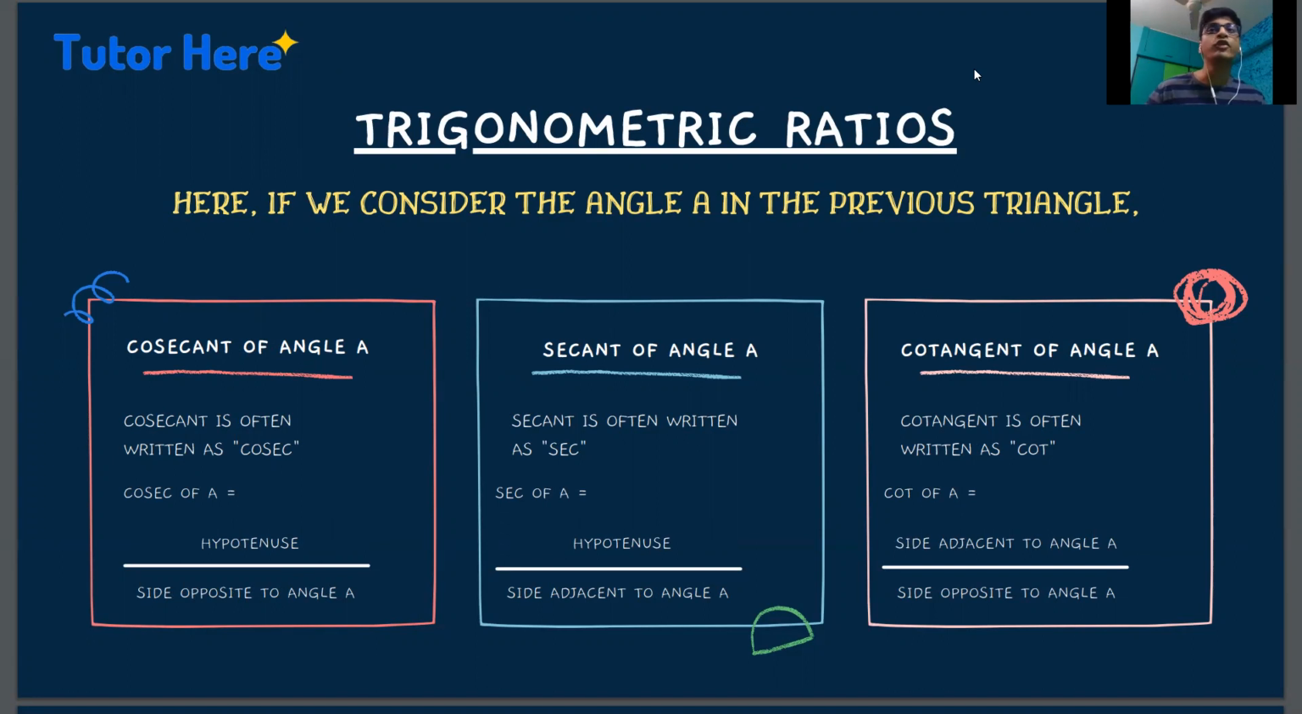Fifth one is secant of angle A. Secant is often written as sec. So sec of A is equal to hypotenuse divided by side adjacent to angle A. And the final trigonometric ratio is cotangent of angle A. Cotangent is often written as cot. So cot of A is equal to side adjacent to angle A divided by side opposite to angle A. These ratios might seem difficult now, but once you learn it, it is quite easy to use it in a question.